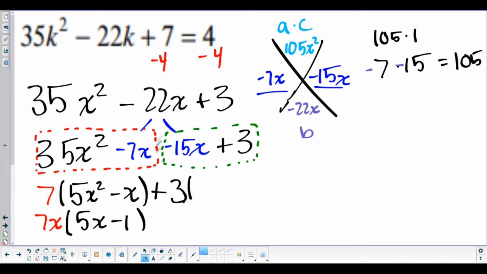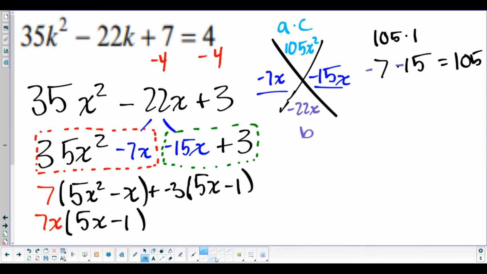Sorry, I was thinking of this negative 15x. I'm actually going to do something a little bit funky, which is take out a negative 3, because I want my x term to be positive. So I'm going to pull out a negative 3. That way, on the inside, 3 goes into 15 5 times, but negative 3 goes into negative 15 also 5 times. And this has an x on it, so I leave the x there. And then negative 3 goes into positive 3 negative 1 times.